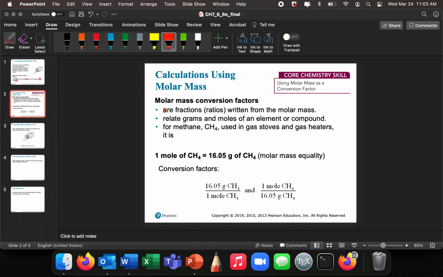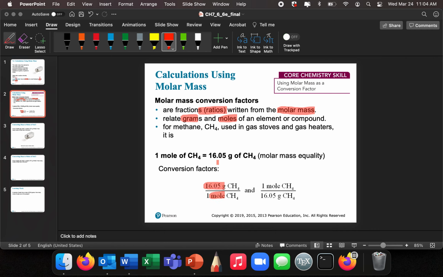We've done conversion factors a couple times now. Conversion factors are just ratios, and in this case they're written as molar masses. So we're going to relate grams and moles of an element or compound. For example, we'll use methane here. The molar mass of methane is 16.05 grams per mole.